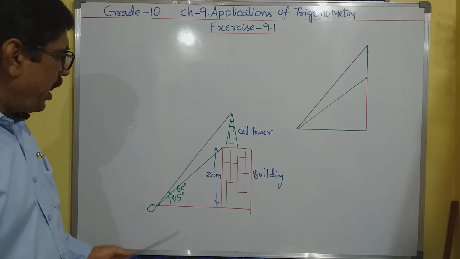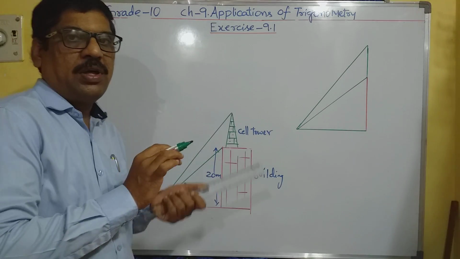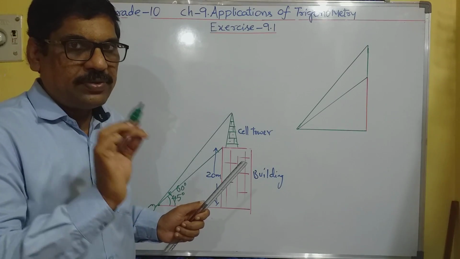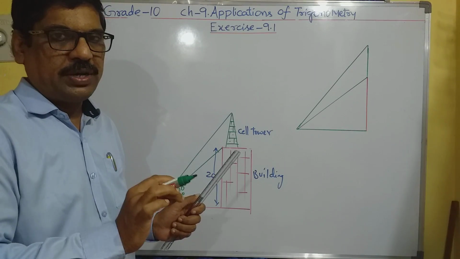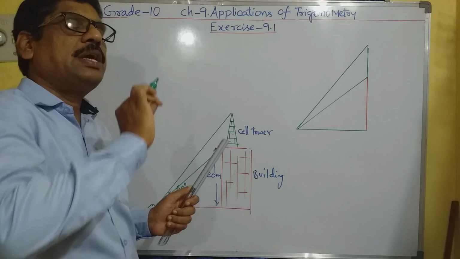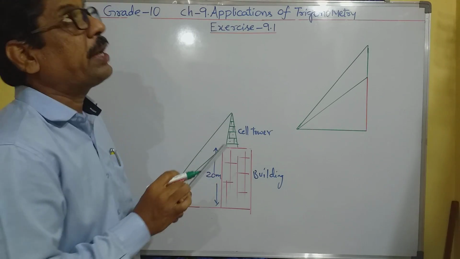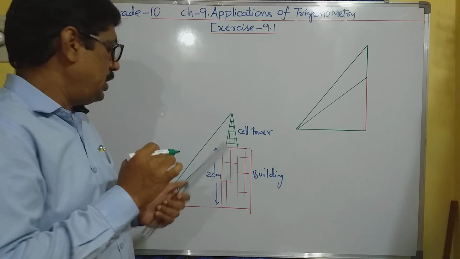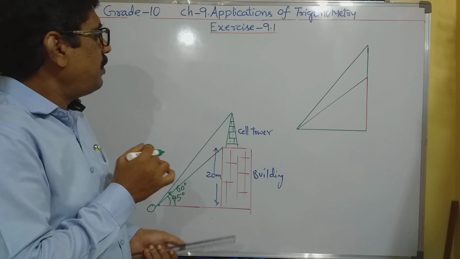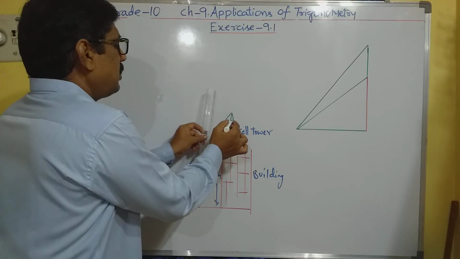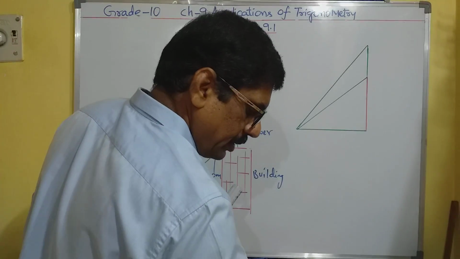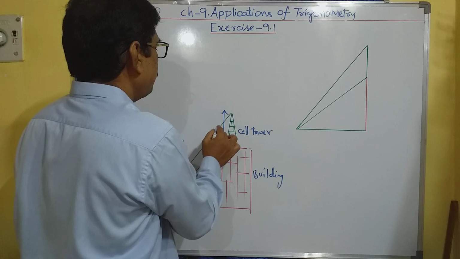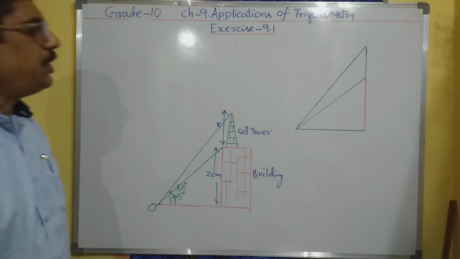Okay, so at first when he observes the bottom of the tower, which is at the top of the building, it makes 45 degrees. When he looks at the top of the tower, he has to raise his neck, so the angle increases. So that angle changes to 60 degrees. Then we need to find the height of the tower. This height we need to find. Let us take this height as x. That x we need to find.